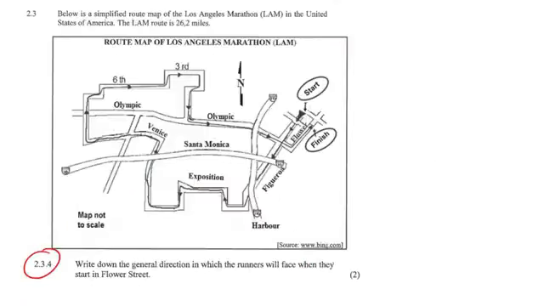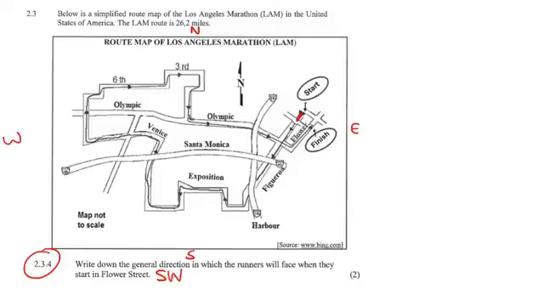Okay, this question says, write down the general direction which the runners will face when they start in Flower Street. So this is north at the top here. So that's north, then that's south, that's east, and that's west. So here they are standing when they're about to start the race in Flower Street, okay? So, I mean, if they were facing that way, that would be south. They're almost facing that way. So I would say like southwest. Yeah, southwest is the answer.